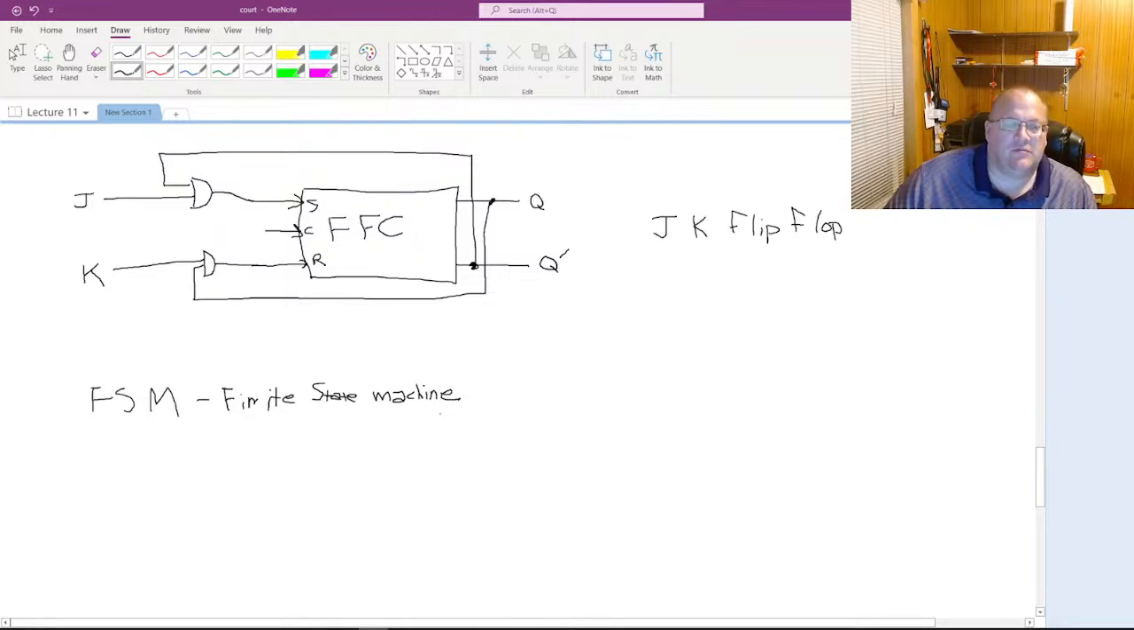This is used to model systems that are really simple, like a timer, like a street light, like the arm for a railroad crossing, or the arms rather, because there's multiple usually. Okay, an elevator, right? These are finite state machines.